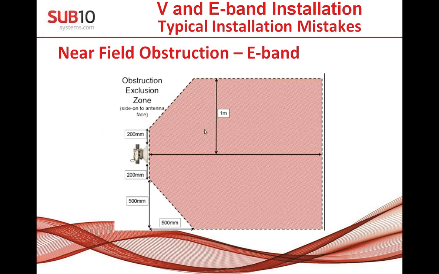For E-band, it's very similar. You have again 1 meter. This is why I'm saying, remember, 1 meter and 5 meters long. There must be no obstacles, and if you are installing on the roof, just double check that there is nothing in this, how to say, orange or red area.